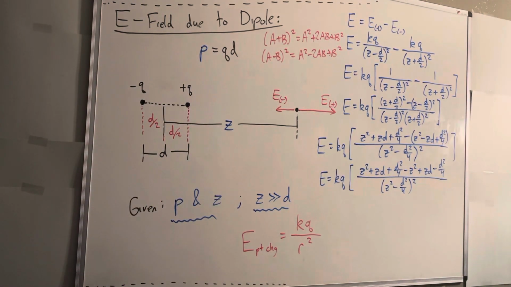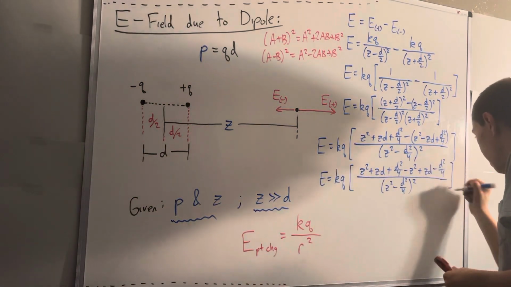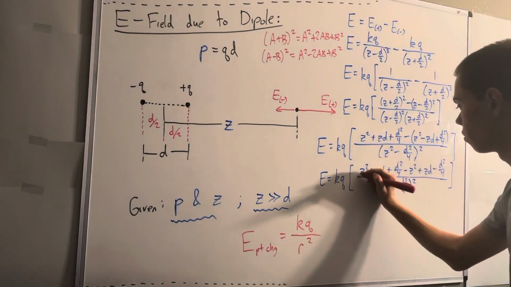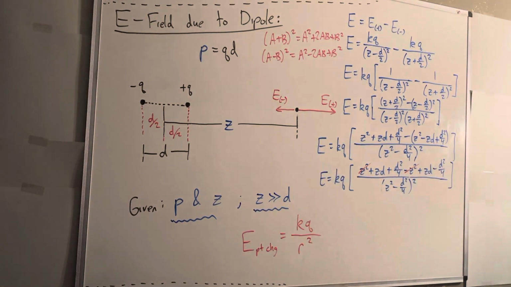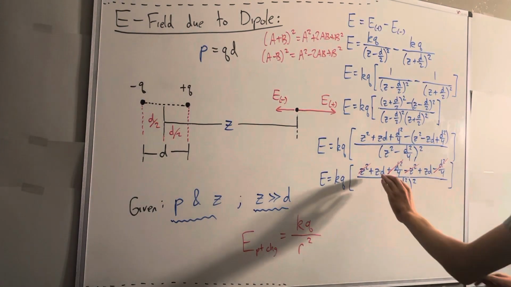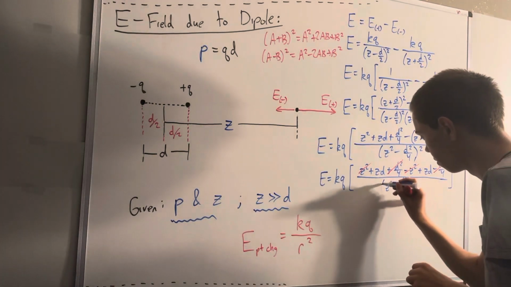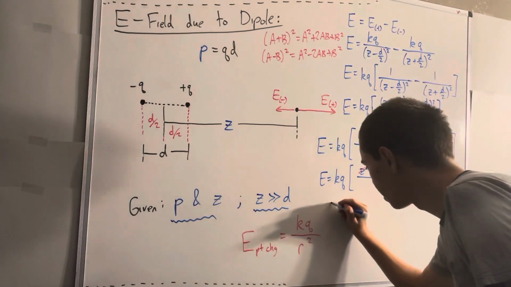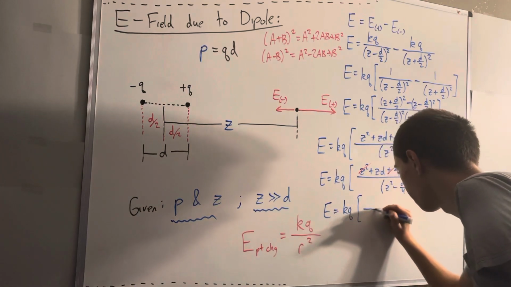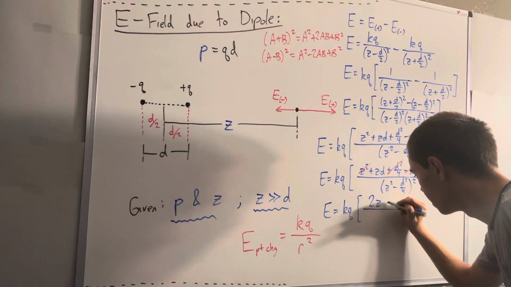And so the numerator looks like a mess, but really we see that some things will just cancel out. So in the numerator, notice how z squared will cancel out with minus z squared. We have plus d squared over 4 minus d squared over 4. That will cancel out. And so really we get zd plus zd, which is just 2zd. So rewriting this, we get kq times, basically in the numerator we get zd plus zd, which is just 2zd.